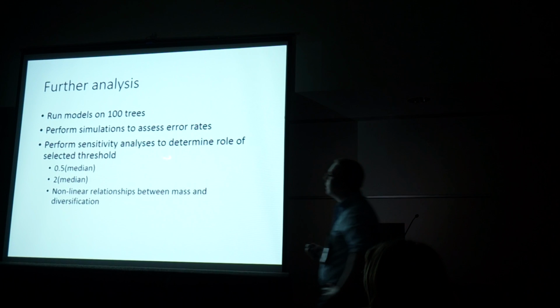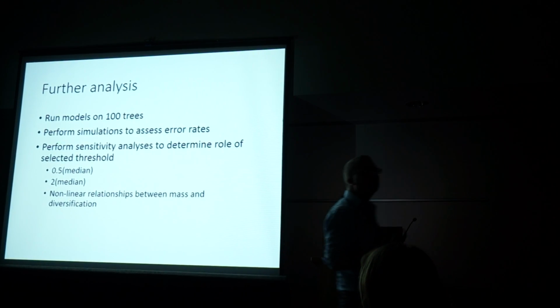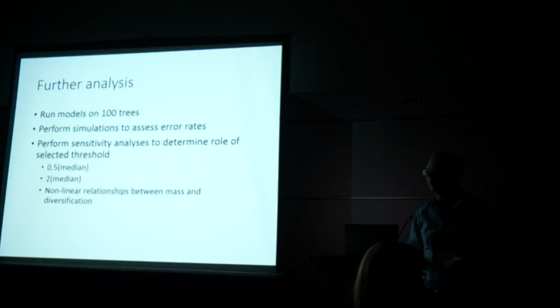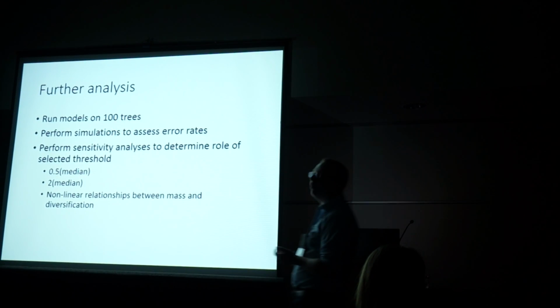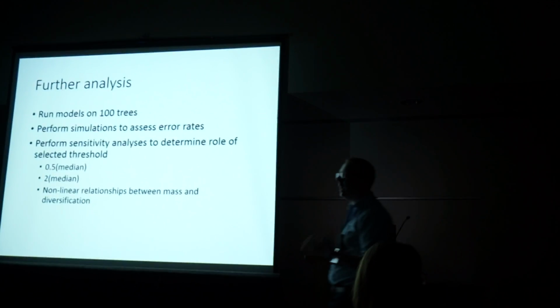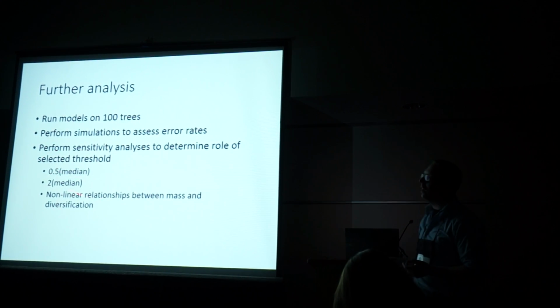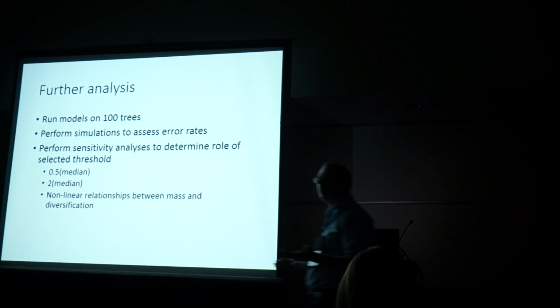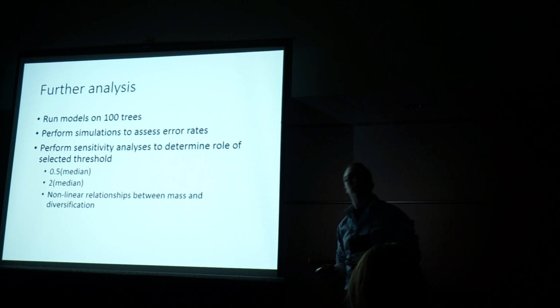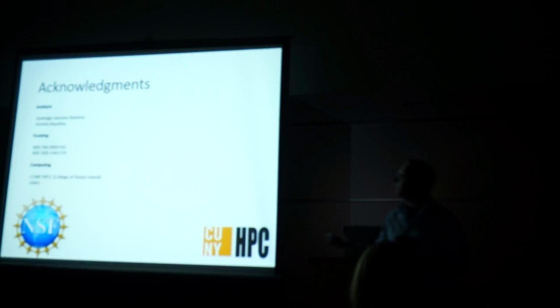What we're going to do next is run these models on 100 trees to better incorporate phylogenetic uncertainty. These models are very computationally intensive. These analyses are probably going to take about 4 months to complete on a cluster. But we need to do it to incorporate more phylogenetic uncertainty. We're also going to test different cutoff values for large versus small species because, again, the relationship might not be linear between body size and speciation rates.